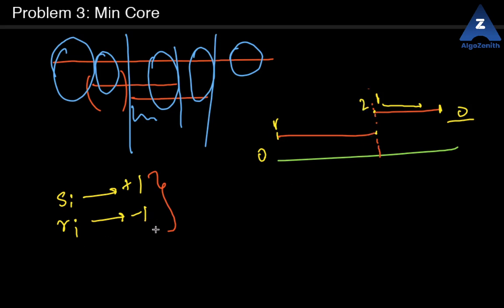So the whole idea is, for every interval just make Si comma +1 and Ri comma -1, and sort them by the event occurrence. Take these as events where the start happens then the end happens, so sort them by the occurrences, and when you are at a particular point, process the Si's first.